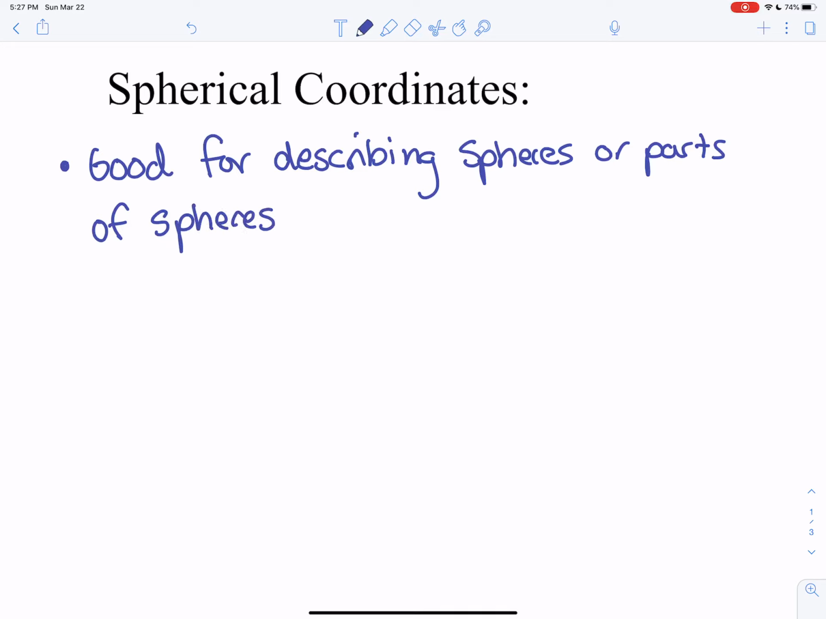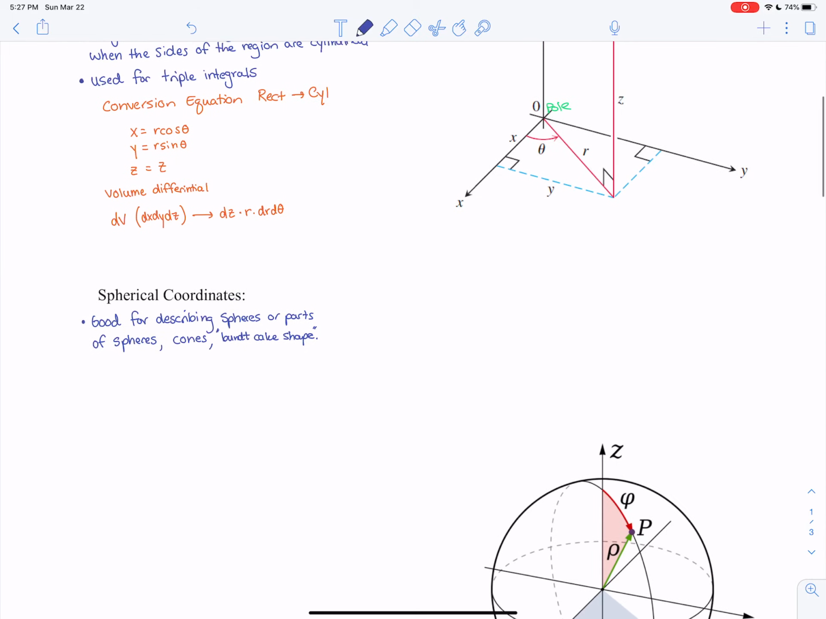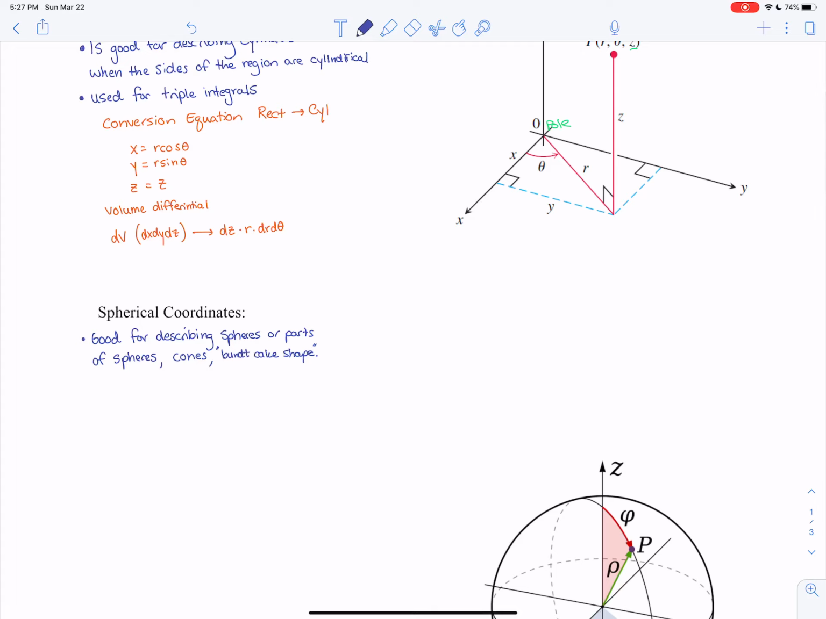As well as cones. We'll see why they're good for cones. And what I'm going to call the bundt cake shape. And you'll see what that shape is. Here, it's really a hemisphere with a cone taken out of the center, right? And so I call it the bundt cake shape, and it actually appears quite a bit when we're working in integrating through 3D regions. So those are the conditions or the situations where you see your region of integration. Those are the ones where you would want to use a spherical coordinate system.